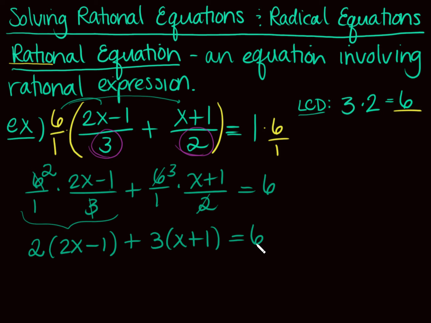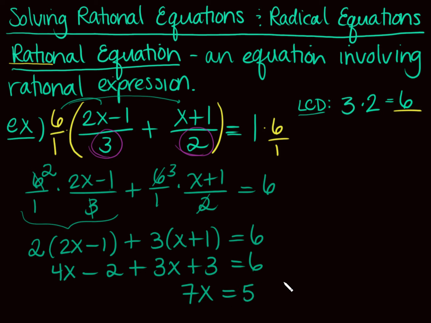Now look at how nice that is. We don't have a fraction. It's a pretty simple linear equation now to solve. So I'm just going to take my 2 through, 4x minus 2, take my 3 through, 3x plus 3 equals 6. Simplify this a little bit. I get 7x, that's a 1, take the 1 over, equals 5. So what does x equal? 5/7. Okay.